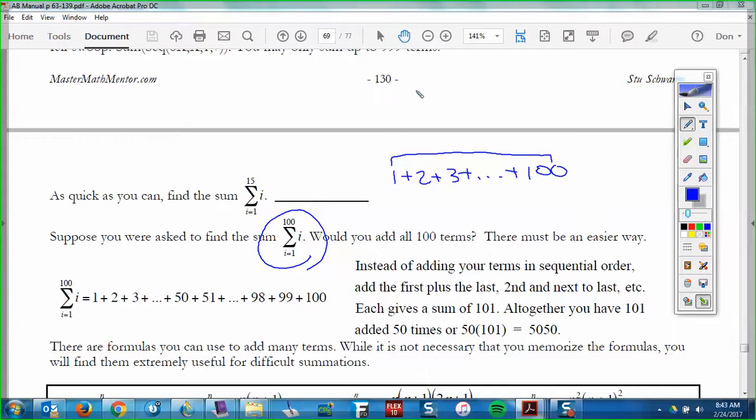1 plus 100 is 101. 2 plus 99 is 101. 3 times 98 is 101. How many 101s are there? 50. So the first number, right? So you have 100 of them, right? So 100 terms divided by 2, that's how many you have. That's how many pairs you have.